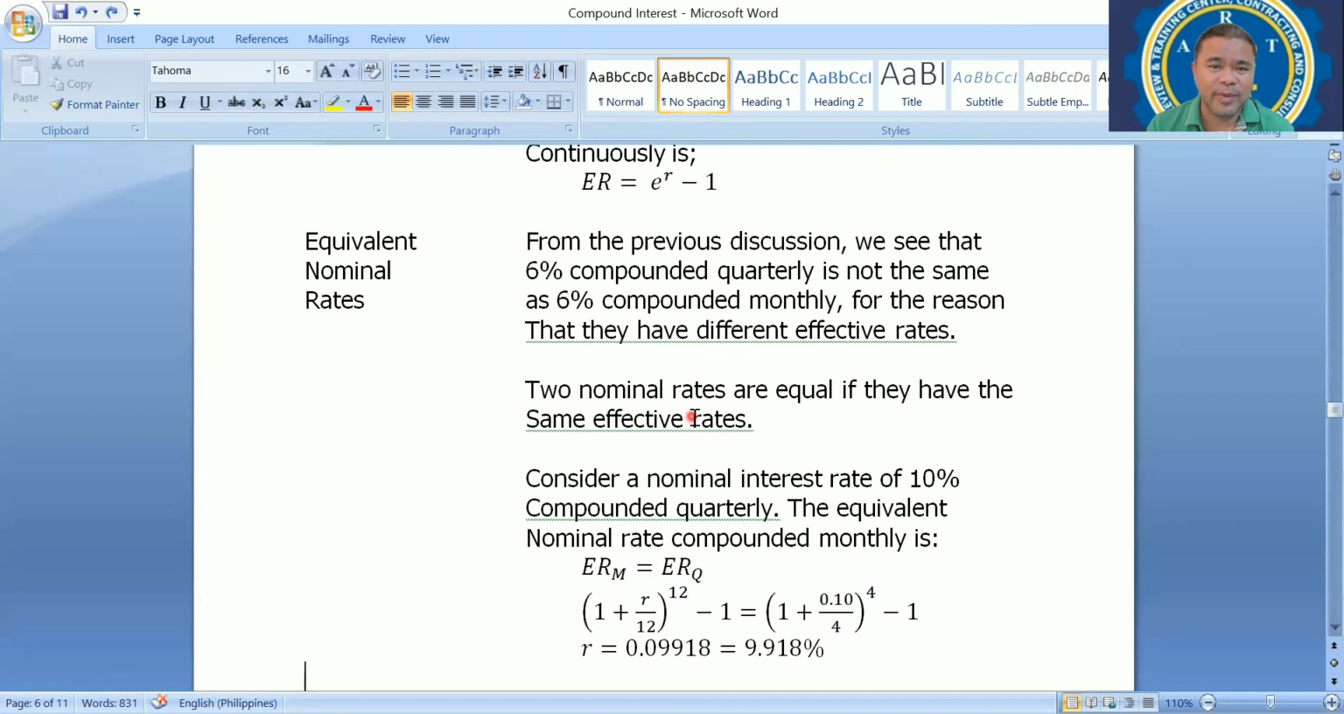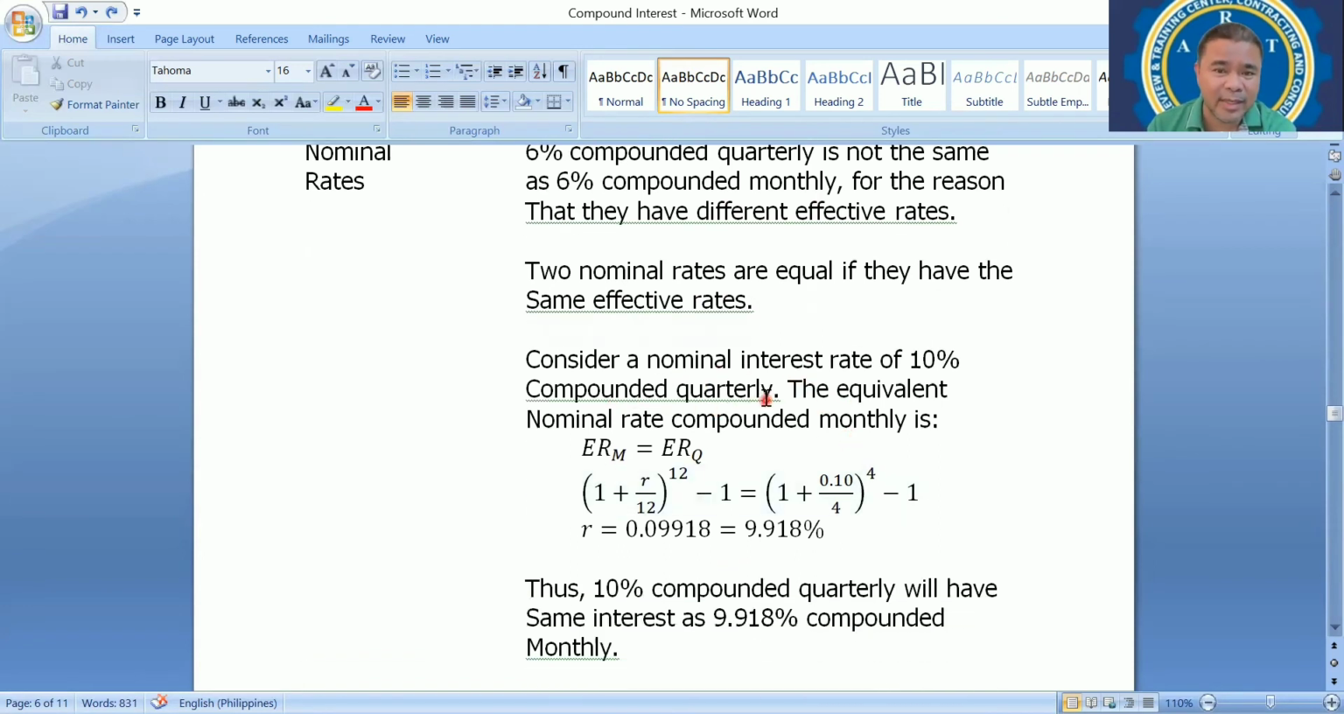So two nominal rates are equal if they have the same effective rates. Okay, take note. Two nominal rates are equal if they have the same effective rates. So consider a nominal interest rate of 10% compounded quarterly. The equivalent nominal rate compounded monthly is, so we have ER monthly equals ER quarterly.